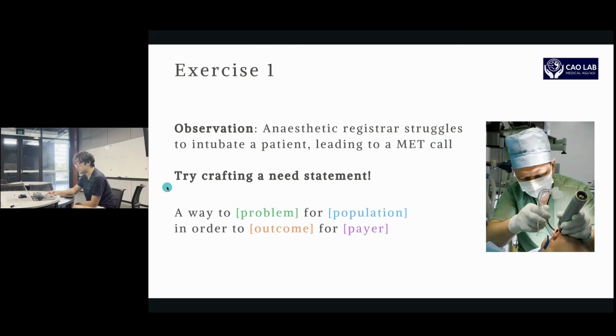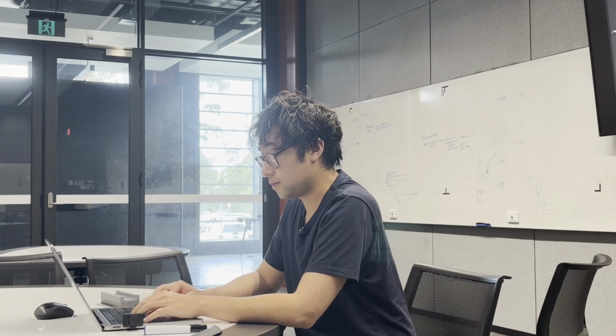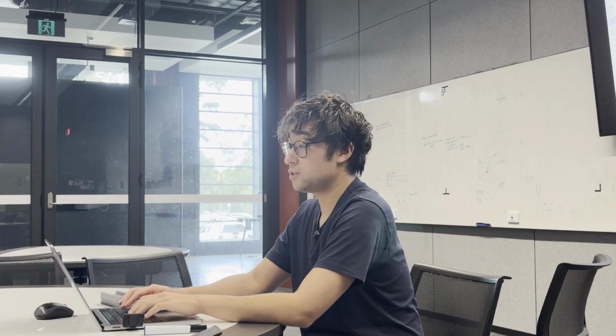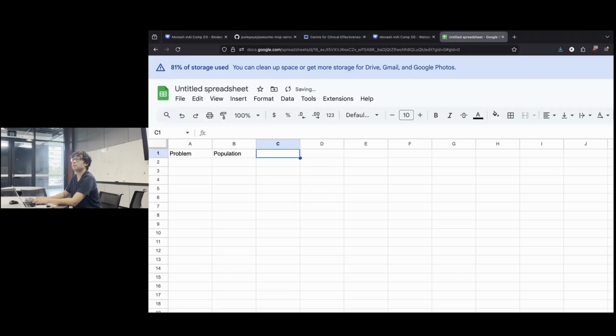So I'd like you to spend maybe 5 minutes with your partner trying to craft a need statement based on this, okay? So that is identifying what the problem is, what the population is, what the outcome is, and who the payer is. Okay? So I'll give you 5 to 10 minutes to try that exercise. All right. So let's see how different people built this, because it's kind of interesting to see what people were thinking about.